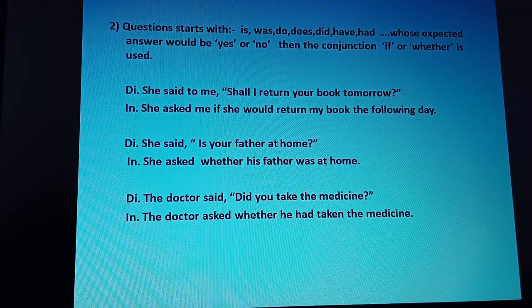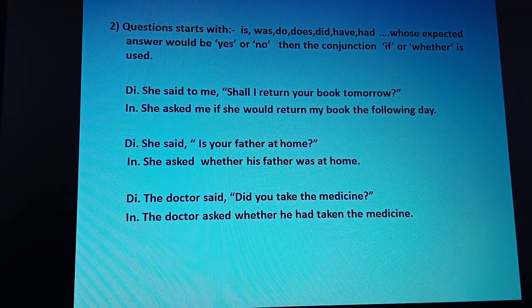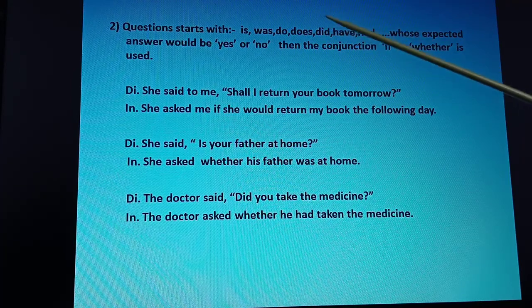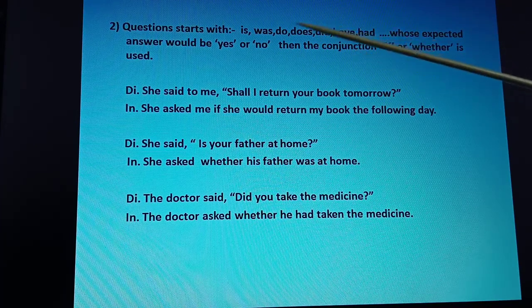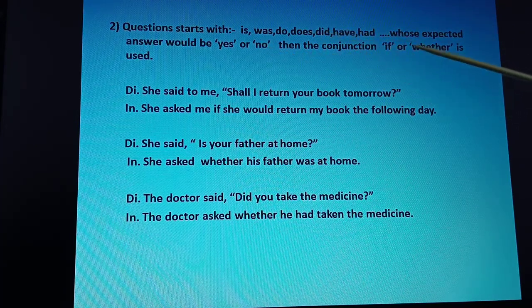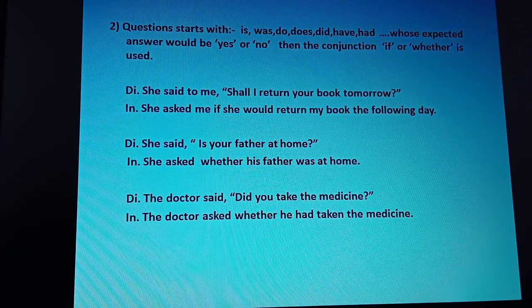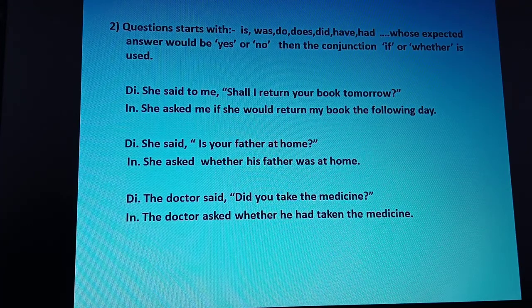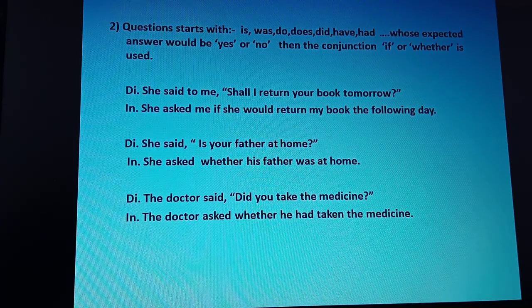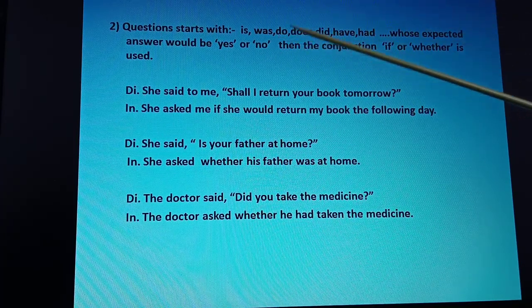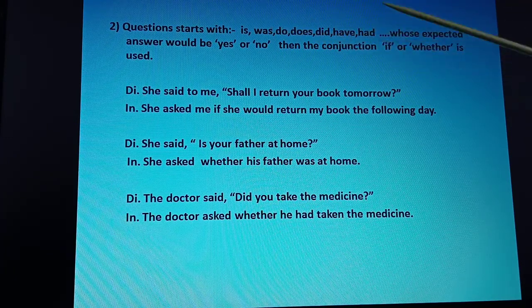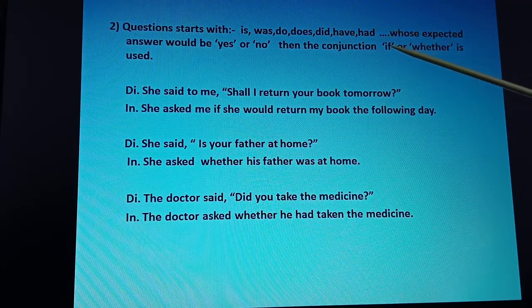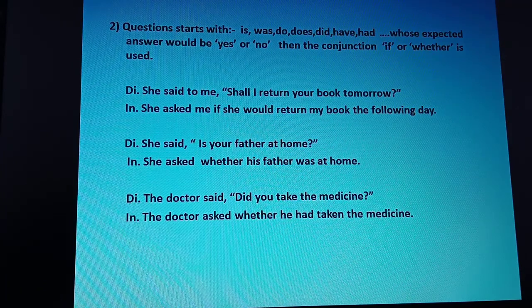Next, that is with the WH word questions. Okay. Now the question starts with is, was, do, does, did, have or had, whose expected answer would be yes or no. Then the conjunction if or whether is used. See, we call it a yes or no type question. You ask the question in such a way that the answer would be either yes or no. And in this kind of sentence, the question word will be used starting with is or was, do, does, did, have or had. So if a yes or no type question is expected, then the conjunction if or whether will be added. Know that. Here that will not come.